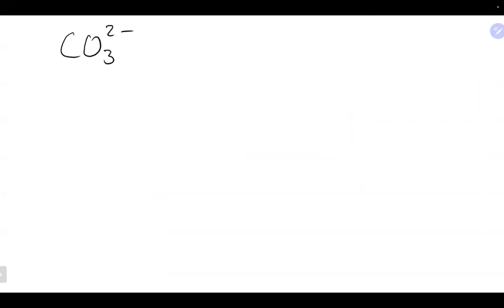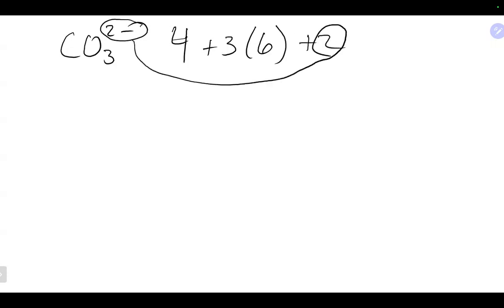So once again, this is a polyatomic ion. It has a charge. We're going to do the same thing. Carbon has 4 valence electrons. There are 3 oxygens, each at 6. Now the 2 minus here means it gained electrons, and 2 is how many it gained, which means I need to add those to my count. That now gives me 18, 20, 24 valence electrons.